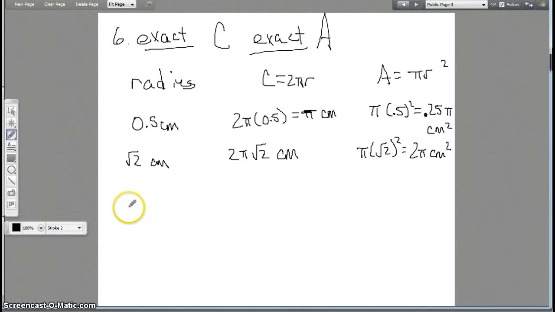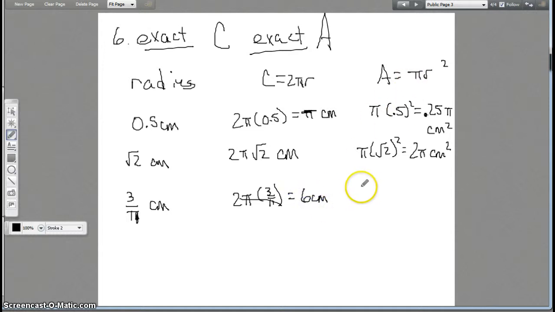Okay, let's look at just one more. What if it's 3 over pi centimeters? Then our circumference is 2 times pi times 3 over pi. The pi's are going to cancel, and we will end up with 6 centimeters.